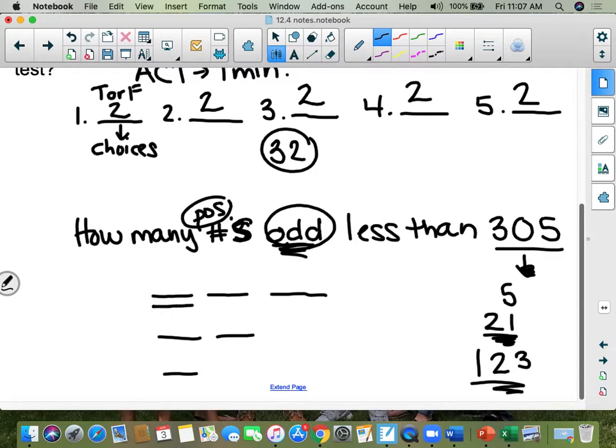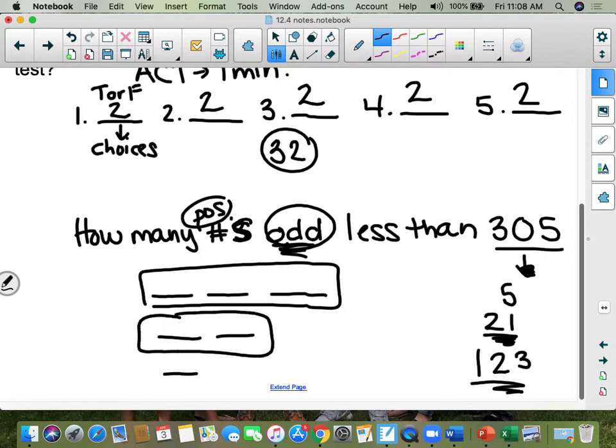Why did I need a 3? Why did I also need a 2? And why did I also need a 1? Because I have number sense in my mind. So I'm going to start with the first one down here. How many numbers that are odd that are less than 305? There are 5 numbers. What are the 5 numbers? 1, 3, 5, 7, and 9. The 5 does not stand for the number 5. It stands for the choices that go there.